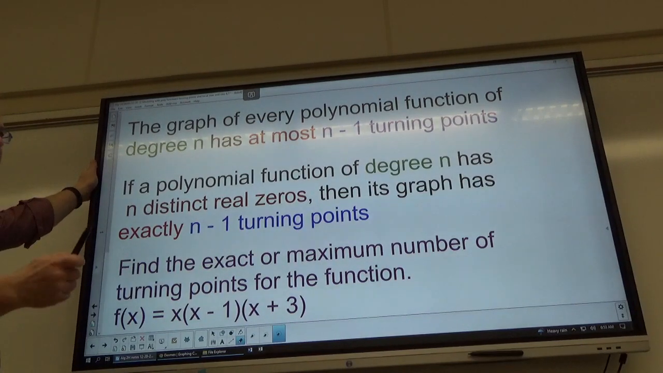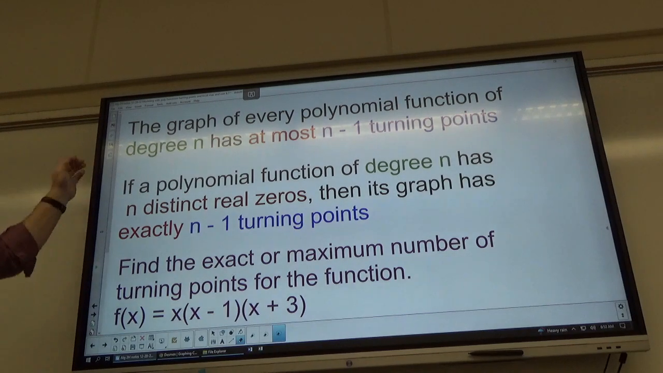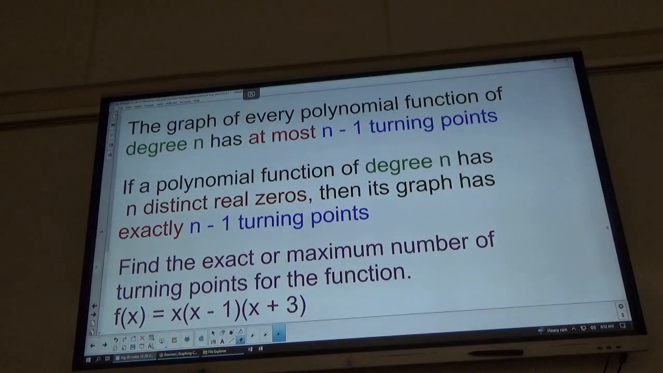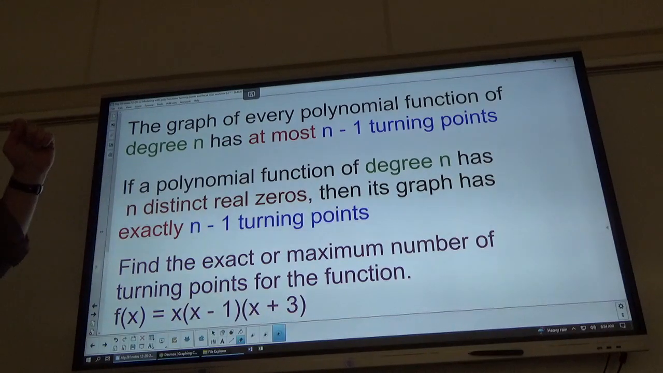So when you get a chance, pause it and take all those notes and then go from there. The graph of every polynomial function of degree n has at most n minus 1 turning points. If a polynomial function of degree n has n distinct, meaning different, real number zeros, then its graph has exactly n minus 1 turning points. So the difference of exactly and at most has to do with the number of zeros that are different.